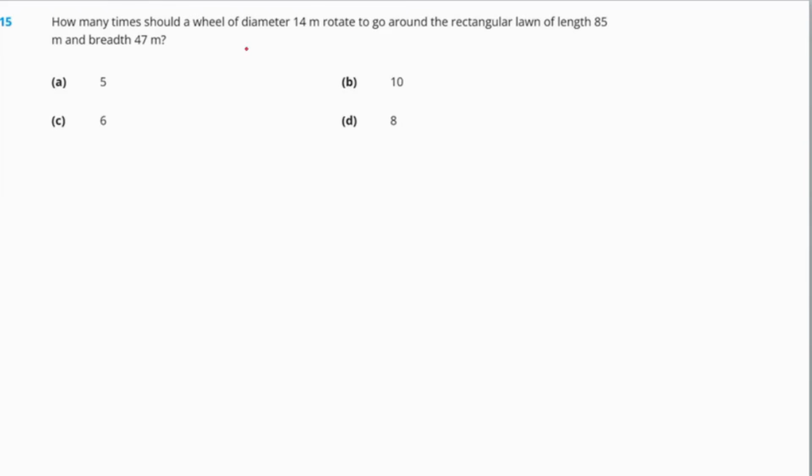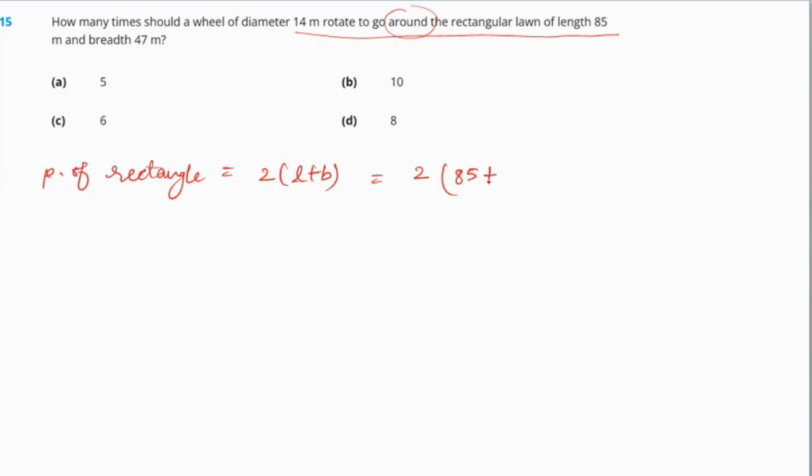Next, how many times should a wheel of diameter 14 meter rotate to go around the rectangular lawn of length 85 meter and breadth 47 meter? So for that, we need the perimeter of the rectangle. To figure out the perimeter of a rectangle, we use the formula 2 into L plus B. Here the length is 85 and the breadth is 47. When we add them, we get 2 times 132. That gives us 264 meter.